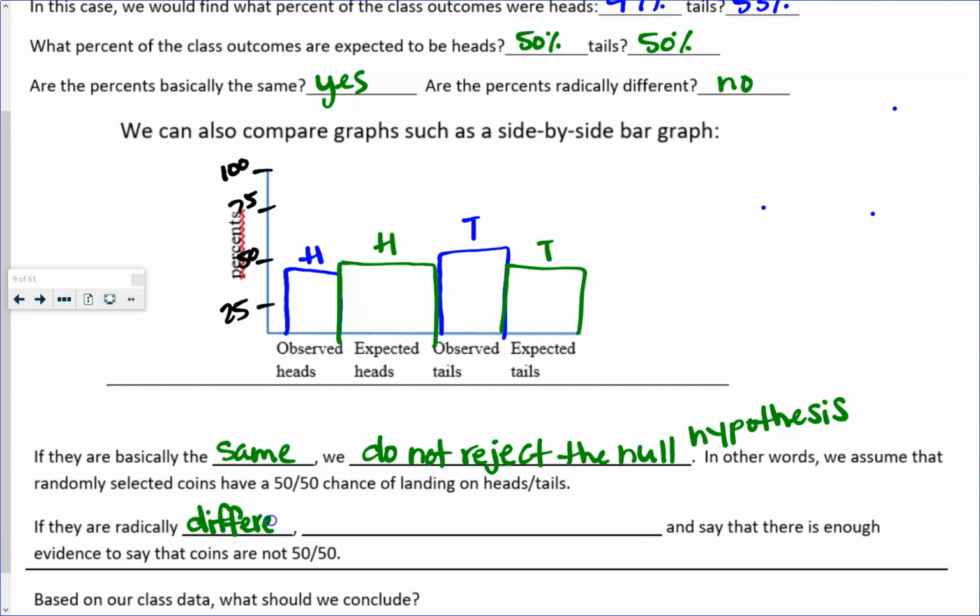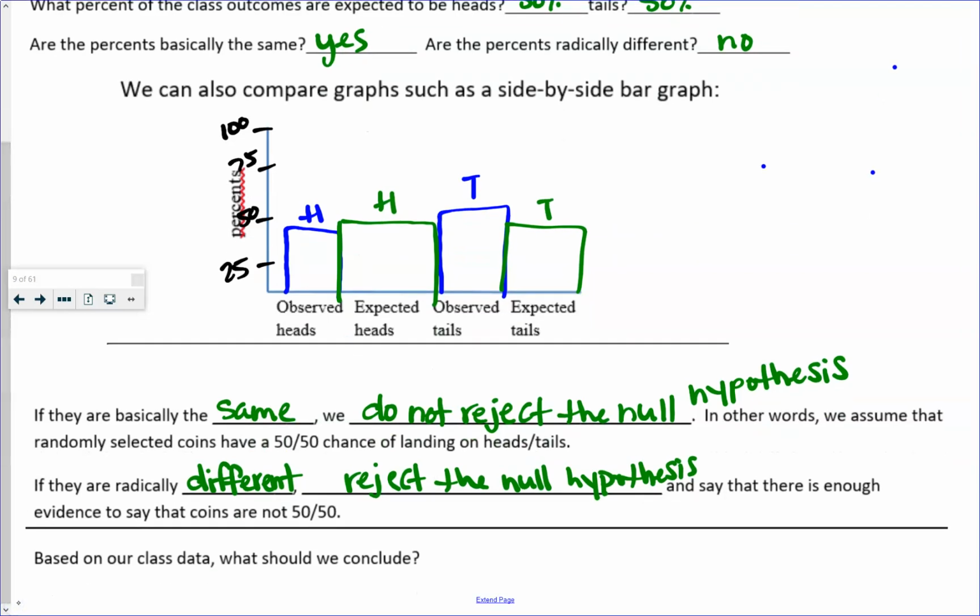If they are radically different, if there is a huge obvious difference between the two, then we are going to reject the null hypothesis because you have the evidence to do so. So you have proven that there is a difference. You have to have evidence to prove there's a difference. So there is enough evidence to say that the coins are not 50-50.